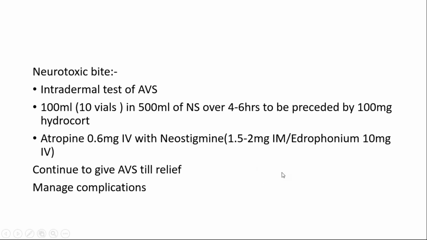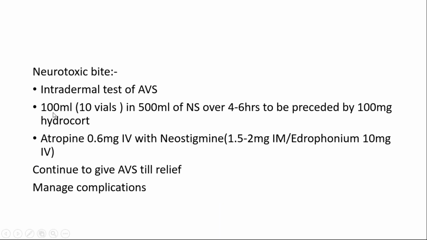In both cases, hemotoxic and neurotoxic, an intradermal test of anti-snake venom is a must. Post that, we give 10 vials of ASV in 500 ml NS, preceded by hydrocortisone. In case of neurotoxic bite, give atropine with neostigmine. The combination is to be given to the patient, and we can give anti-snake venom till the patient is relieved.